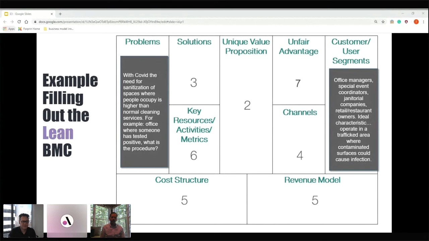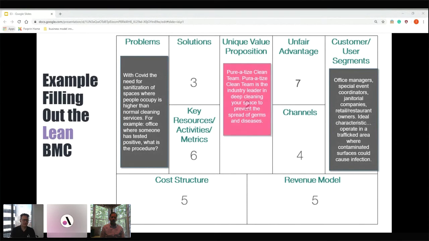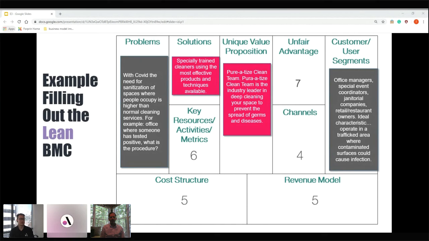And what would our unique value proposition be? Again, kind of putting a silly name to it, we call it Puritize Clean Team. So UVP for Puritize, it's the industry leader in deep cleaning your space to prevent the spread of germs and diseases. So quick and simple. The solution, we're going to have specially trained cleaners that are using the most effective products and services techniques available.